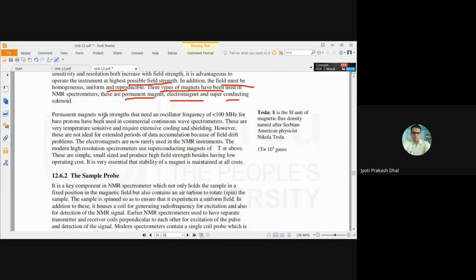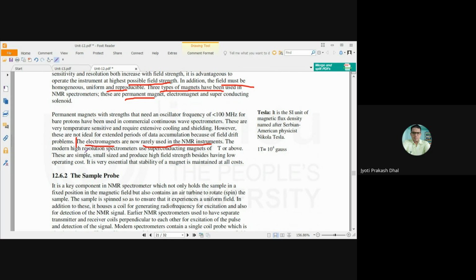The permanent magnet, with strength that needs an oscillation frequency less than 100 megahertz for bare protons, has been used for commercial continuous wave spectrometers. These are very temperature sensitive and require expensive cooling and shielding. However, these are not ideal for extended periods and for data accumulation because of the field drift problem. And the next one is the electromagnet, which is now rarely used in NMR instruments.